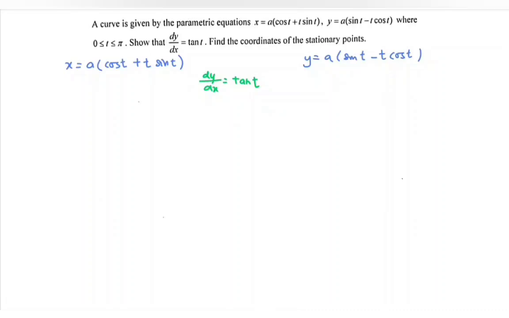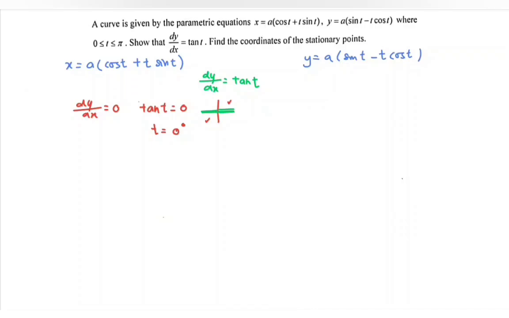Next, find the coordinates of the stationary point. So how to find the stationary point? Number 1, we have dy/dx equal to 0. So automatically we can say tan t is equal to 0. Based on the situation, we have quadrants 1 and 3. Next, t is equal to 0 degrees. So that is the basic angle. The basic angle will be around here and also here.